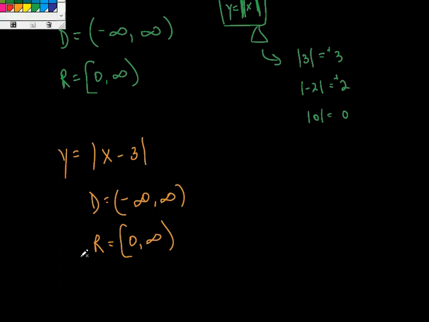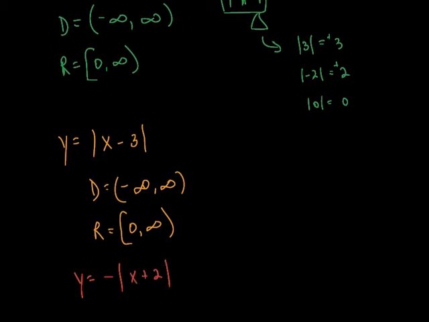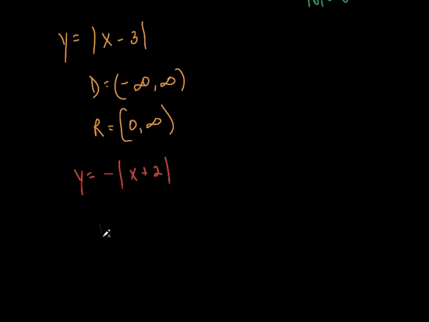Now let's think about this. Watch. What if I put... What if I did this? First of all, let's think of domain. What kind of numbers can I put in for x? Any number that I want. Okay, so it's still negative infinity to positive infinity. What about the range, though? I stuck a negative out in front of it, didn't I? Could I get a positive answer?